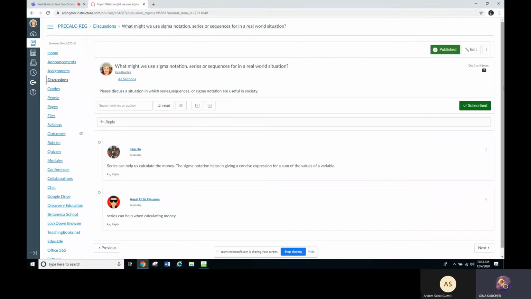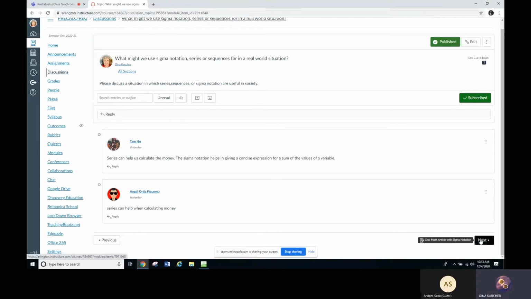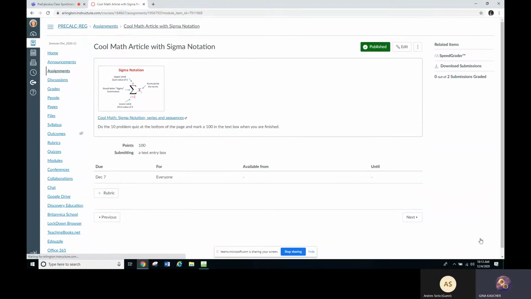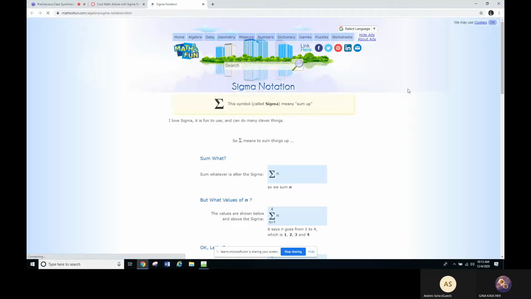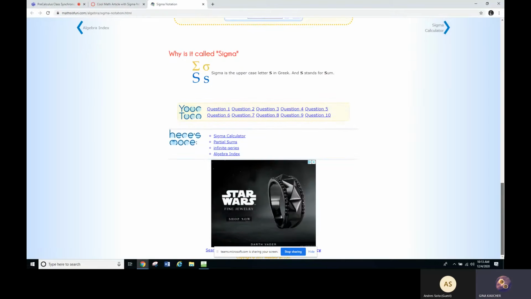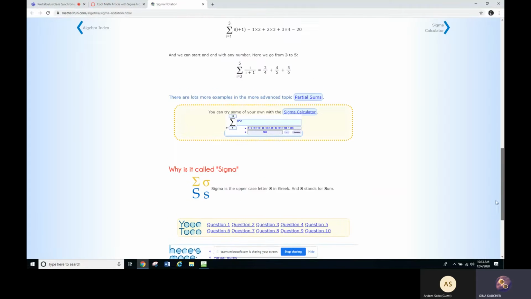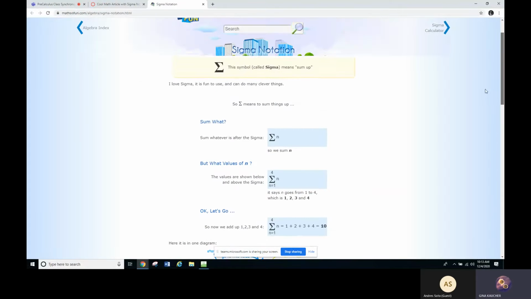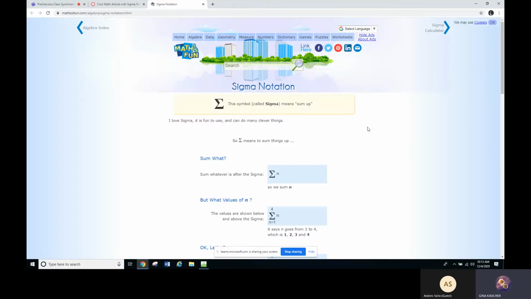And then a discussion about what you use Sigma notation for, or what sequences or series are used for. There's a Cool Math article. If you go ahead and look at the Cool Math article, there's a little quiz at the bottom. If you go through the quiz, then you can mark it as done and just mark a 100.